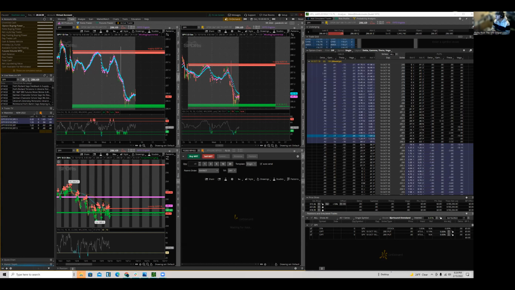Okay, so the VIX correlates with SPY, but goes the opposite direction. So when SPY goes up, the VIX goes down, and when SPY goes down, the VIX goes up. Okay, confirmation.